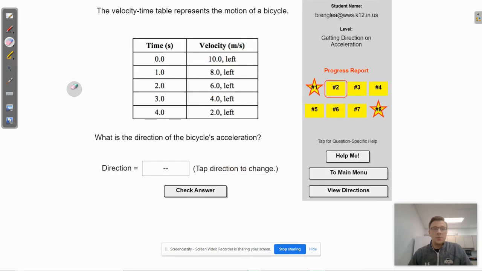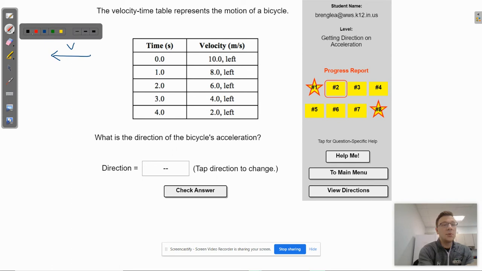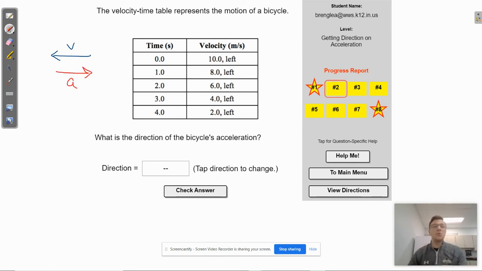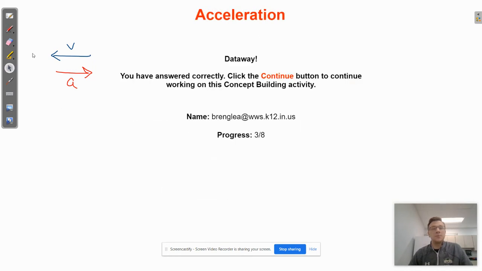Now on this one, it is showing us that as the time progresses, the velocity is decreasing. So we're going from 10 meters per second to 2 meters per second. And it says the person is moving to the left. So if the velocity is to the left and the object is slowing down, then the acceleration must be to the right, because it has to be in the opposite direction.